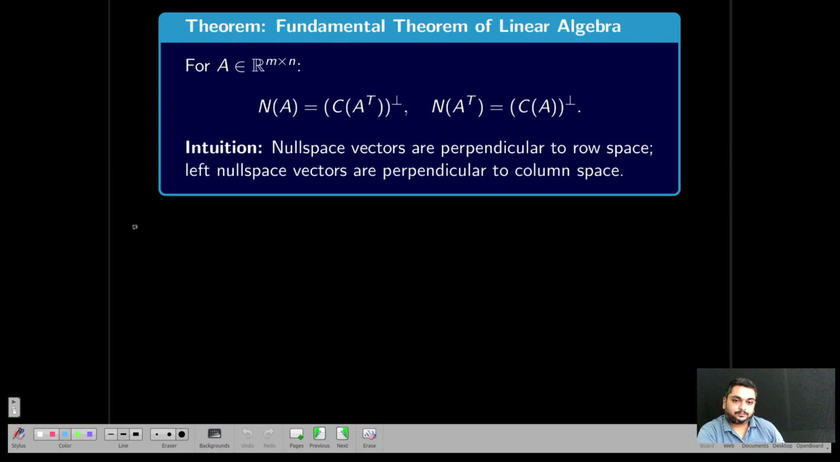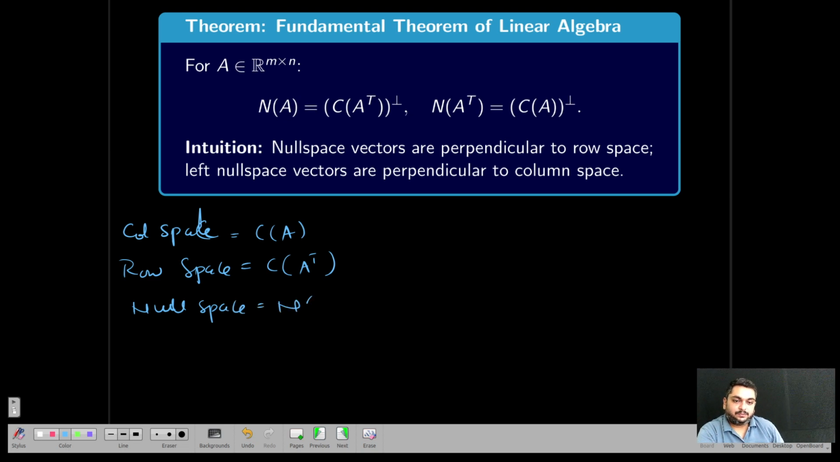So what is column space? Column space of A, let us write it as C of A. You already understood the concept of column space of A. Then I can write row space of A as C of A transpose. Now, what is null space? I can write it as null space of A. Then the left null space is nothing but the null space of A transpose.